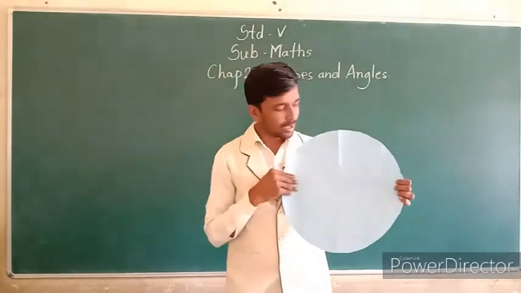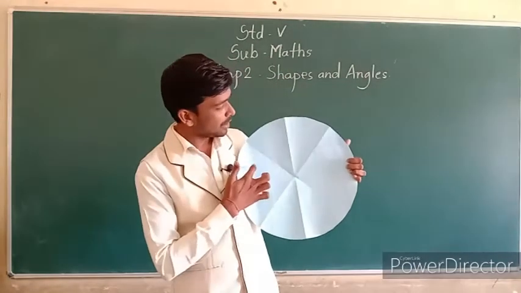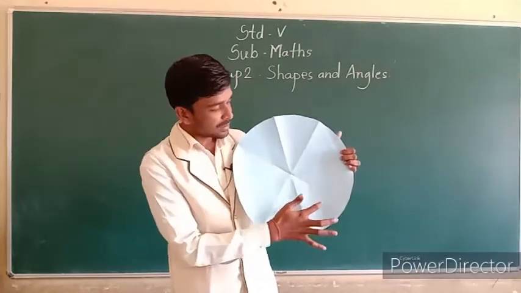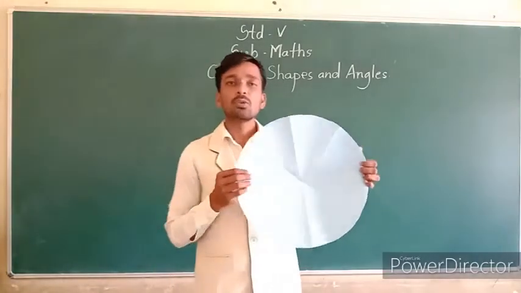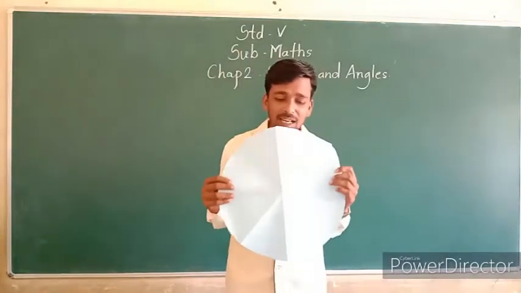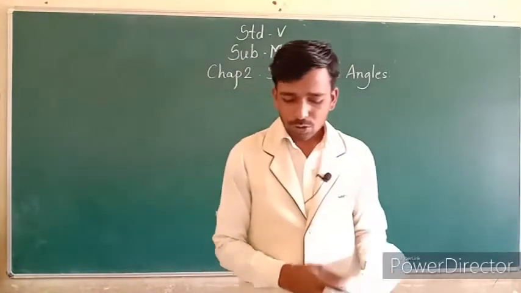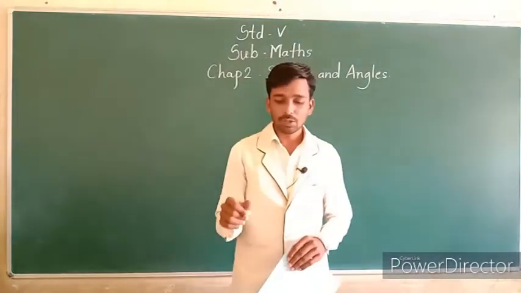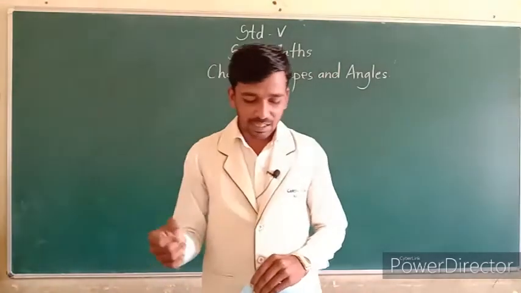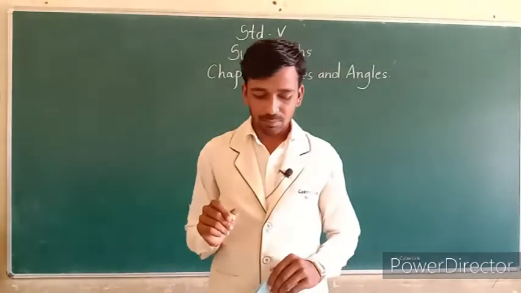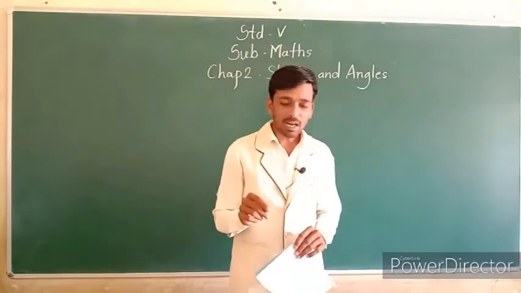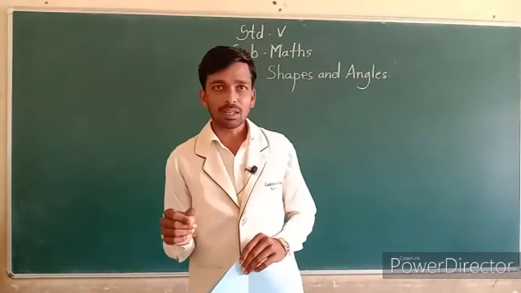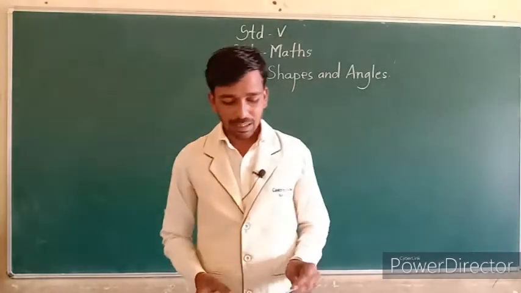Okay, and you will get parts. How many parts? 1, 2, 3, 4, 5, 6, 7 and 8 parts. You will get 8 parts, and in that picture you can draw 0 degree, 45 degree, 90 degree and 180 degree. Also, in those parts you can use a dotted line and draw. Okay, like that you can show.